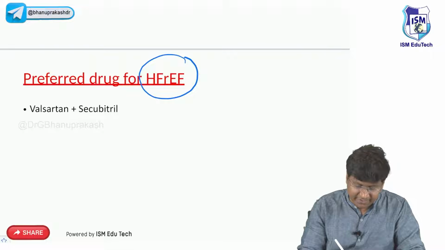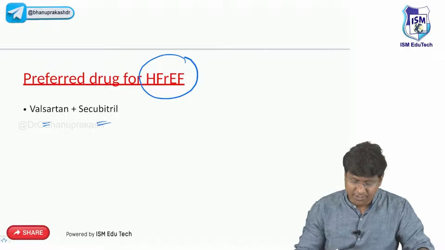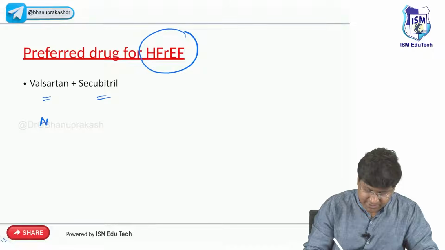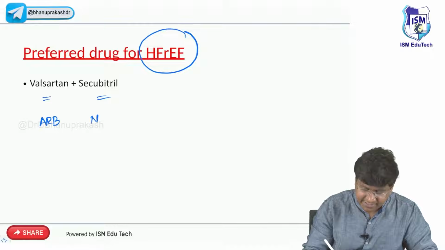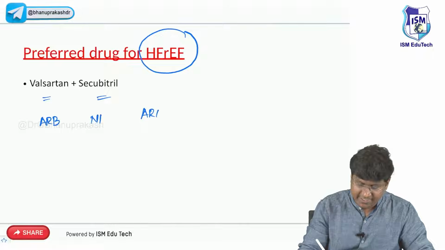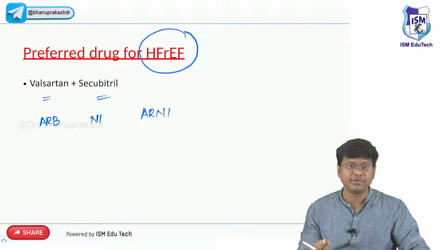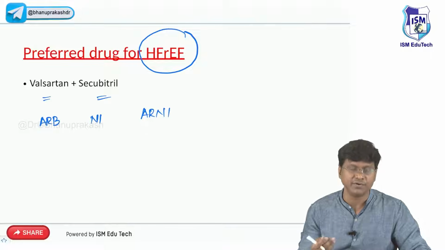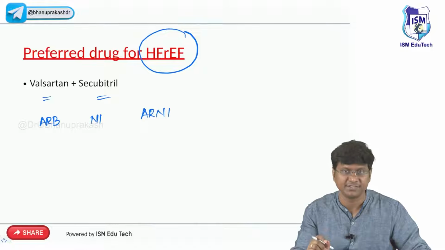The preferred drug will be valsartan plus sacubitril. So valsartan is an angiotensin receptor blocker, and sacubitril is a neprilysin inhibitor. So this we call ARNI. This particular combination, that is ARNI, has been found to improve the ejection fraction of the patient. Okay.